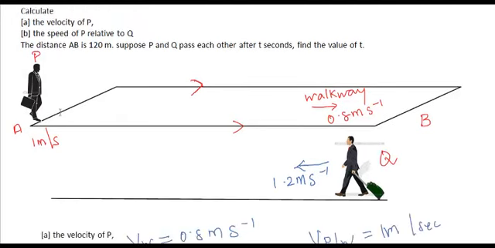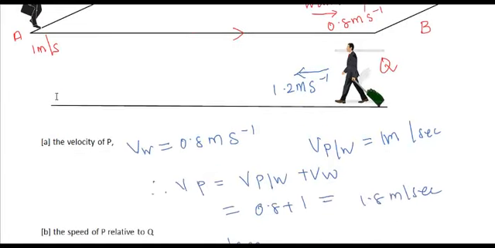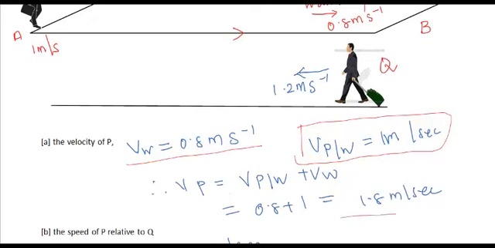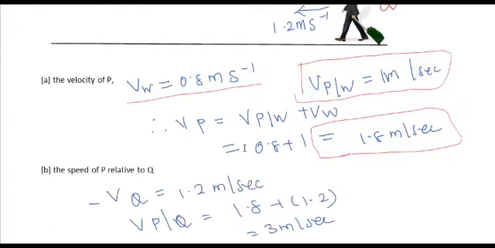What's the velocity of P? Velocity of P here stands for the true velocity. So true velocity of the man is nothing but his velocity plus the walkway velocity. So you can take the walkway velocity as 0.8 meter per second. The person P's velocity is 1 meter per second. Right? So the true velocity of the man is 1.8 meter per second. So that's your first answer, that is VP.